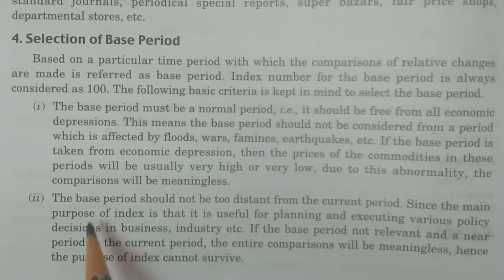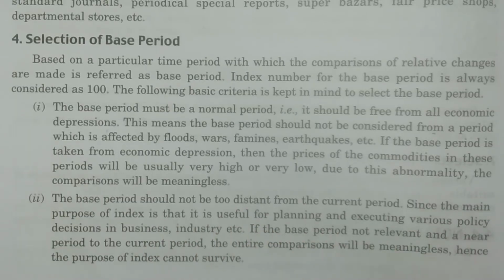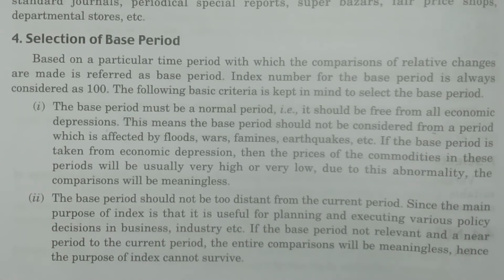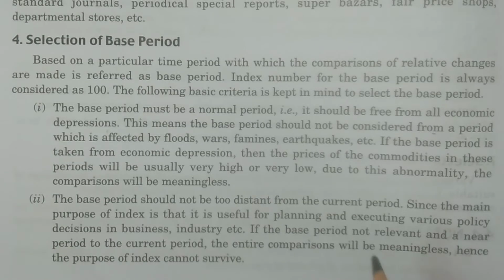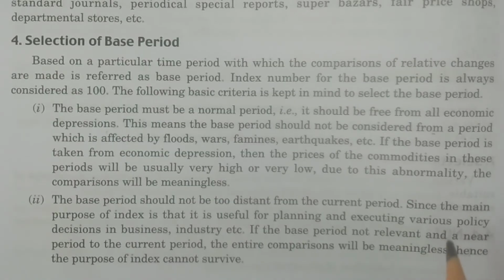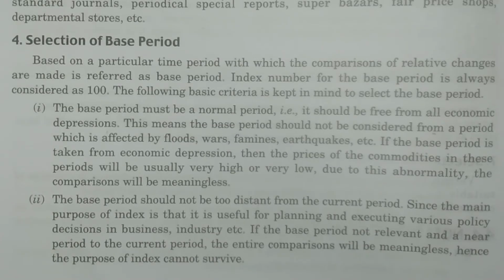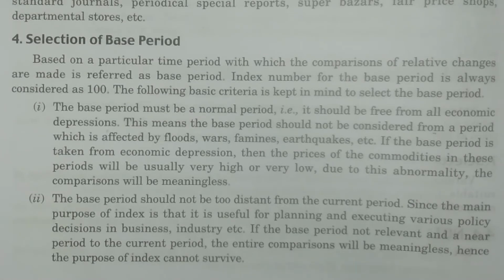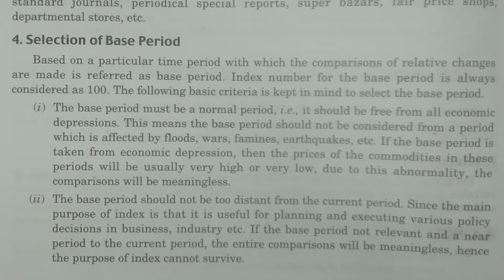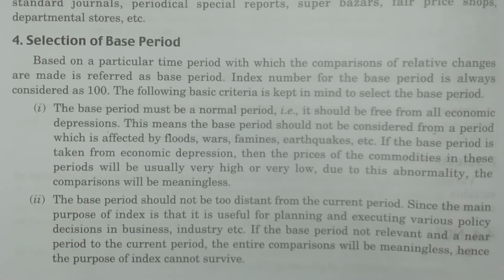Come to the second point. The base period should not be too distant from the current period. For example, if we want to construct the index number for the year 2022, we should not consider the base period as 2000 or 1998 because it is too distant from the current period. 20 years back time period we are considering. That is obviously too distant from the current period. Therefore, we should not consider the base period as too distant from the current period.